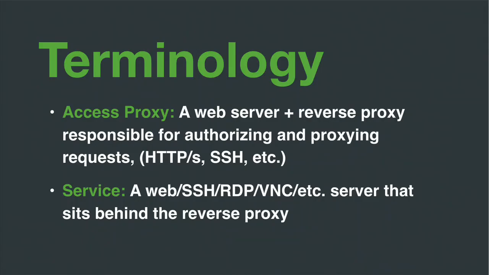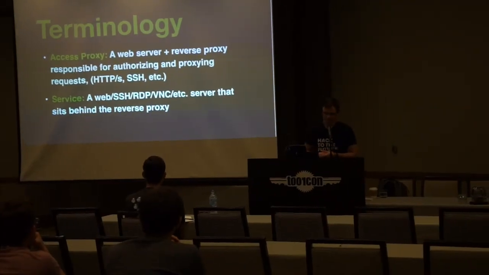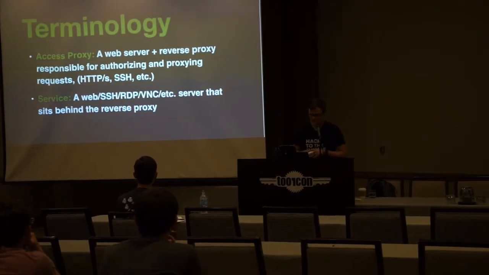So before I get too far into this, just some terminology. In our case, the access proxy was a web server running Nginx, and it is responsible for authorizing and then proxying those requests to the backend services. And a service, in our case, is just anything that sits behind this access proxy, whether that's an SSH server, RDP, VNC, whatever.